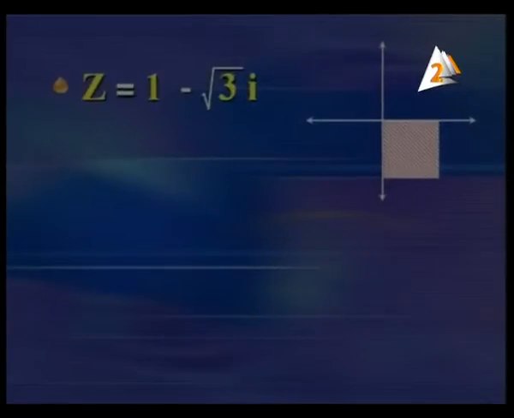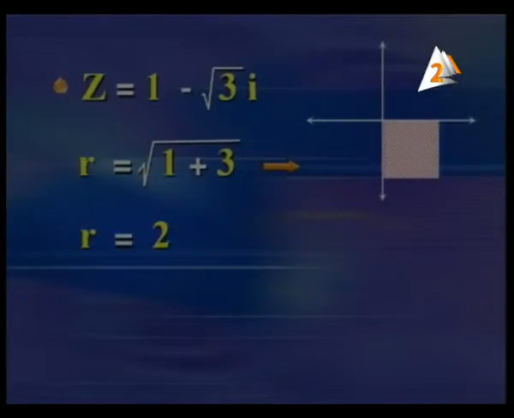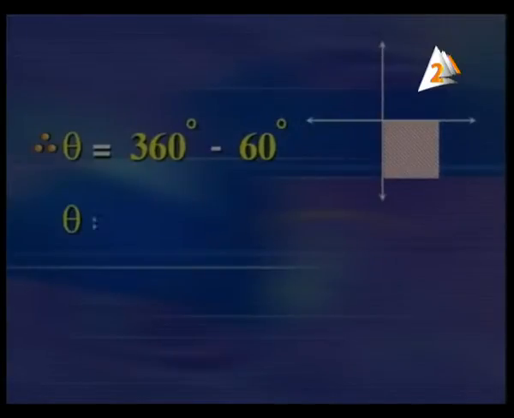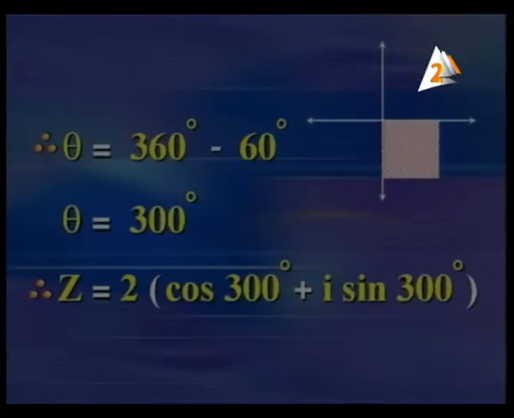Look at number 2. Z equals the complex number 1 minus root 3i. What is r? The square root of 1 power 2 plus negative root 3 all power 2, equals the square root of 4, equals 2. What is tan alpha? Y over x, root 3 over 1: coefficient of imaginary over coefficient of x. Then tan alpha equals root 3. What is the value of alpha? 60. Why? Because the angle whose tan equals root 3 is 60. By using the calculator, shift tan root 3, alpha equals 60. Therefore, theta equals 360 minus 60 equals 300. Therefore, z equals 2 multiplied by cosine 300 plus i sine 300.